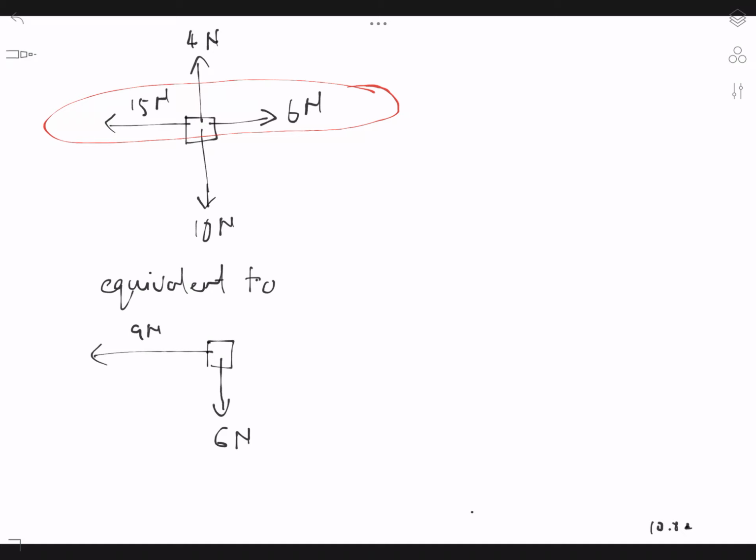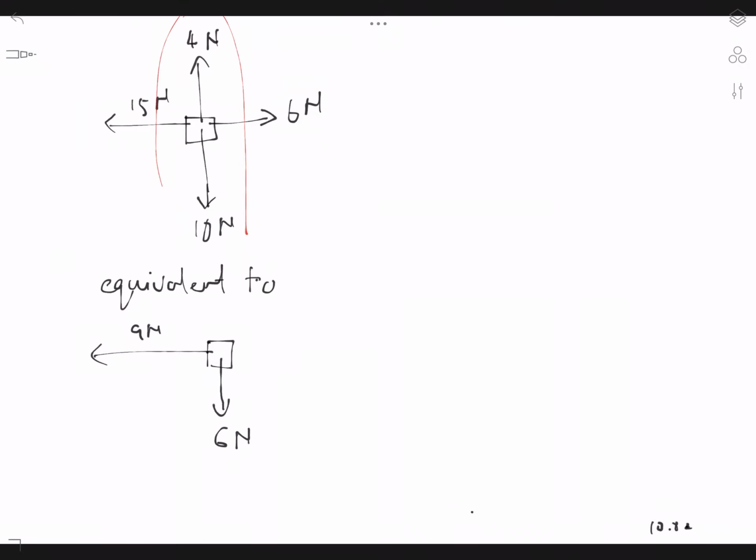For this one, this is the horizontal line. So we have 15 Newton to the left and 6 Newton to the right. So of course you know that this one has a higher magnitude of force. So 15 minus 6, you get 9. So you can write there 9, and then solve this one.